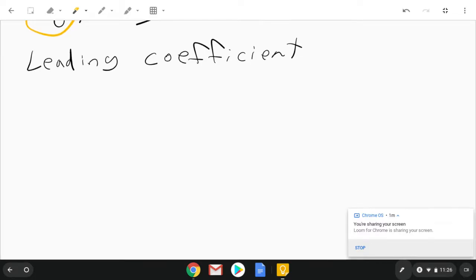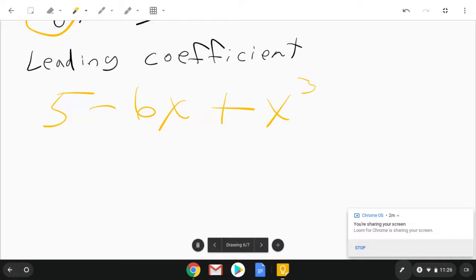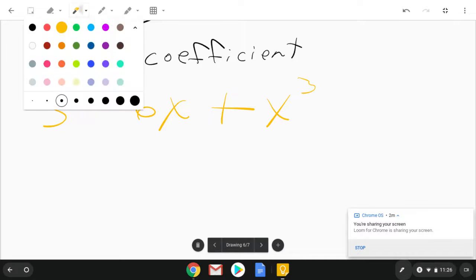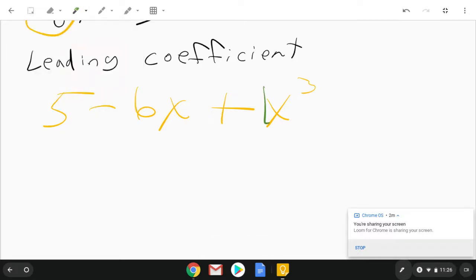So I don't know how to say this, but you can also have the leading coefficient when it's not in standard form. So if you look at 5 minus 6x plus x to the third, it's not written in standard form, but it still has a leading coefficient. And in this case, it would be a 1. All right, the highest degree term is the x to the third, and it looks like there's no coefficient attached to it, so we say that it would be a 1. If it were a minus sign instead, it would be a -1. Okay?